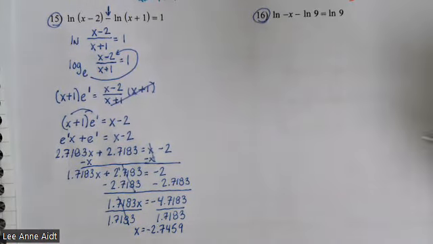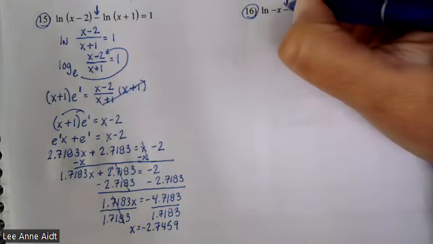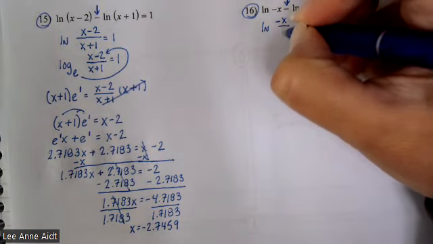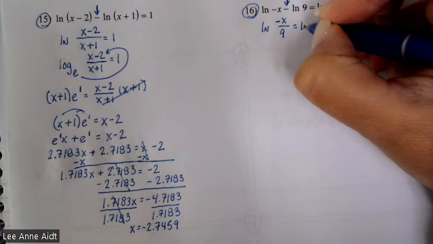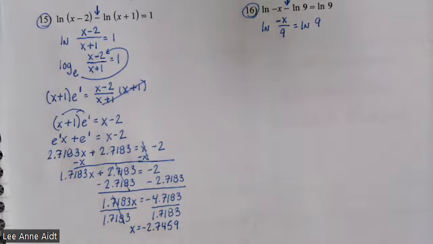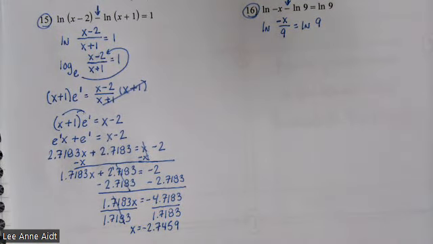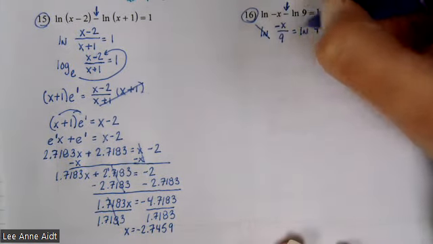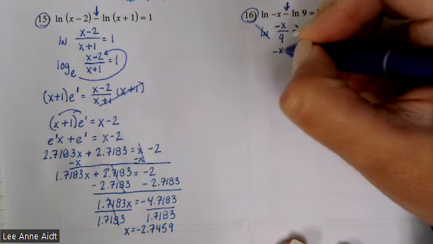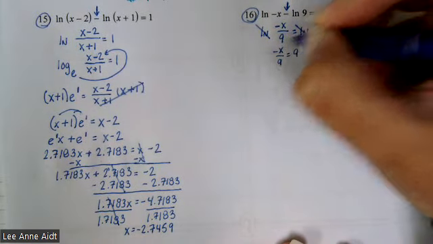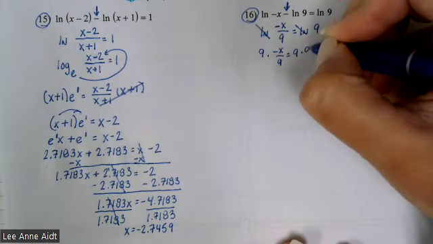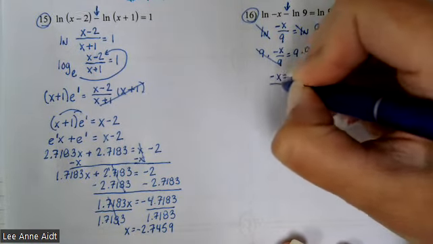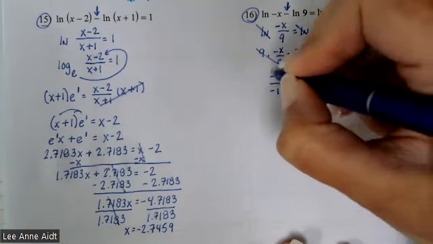Okay, so this is division again. Natural log of negative x over 9 equals the natural log of 9. This problem's going to take about 10% of the space. Cross out. Times by 9 on both sides. Divide by negative 1.